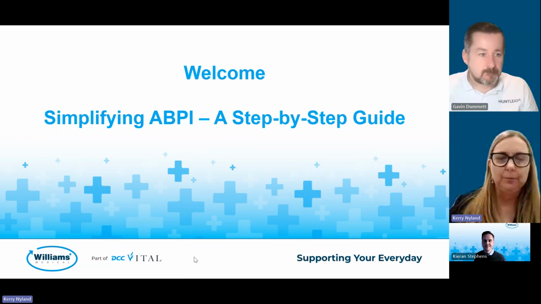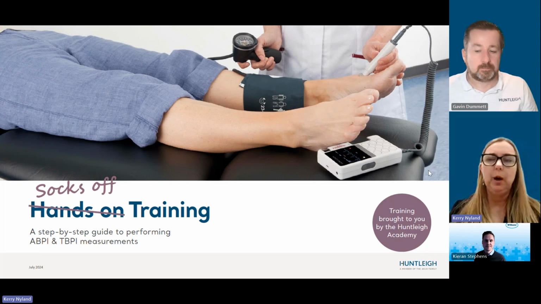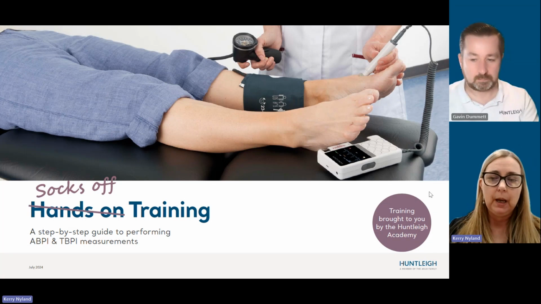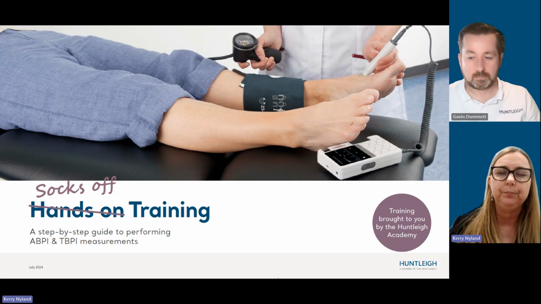Okay, so let's make a start. The focus of the session today is going to be on how to do a manual ABPI, and this forms part of what we call our SOCS off training that we run quarterly at Huntley head office and at various events that we attend. We've got a step-by-step guide that you can get from the Huntley website in the Academy section.